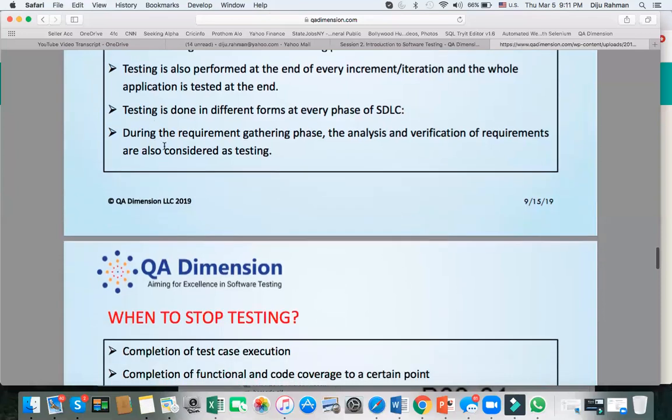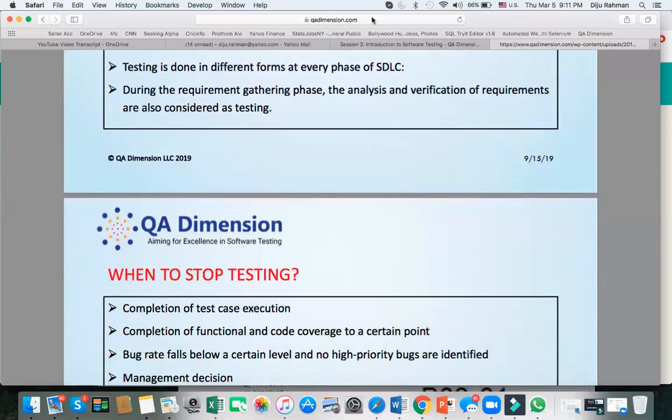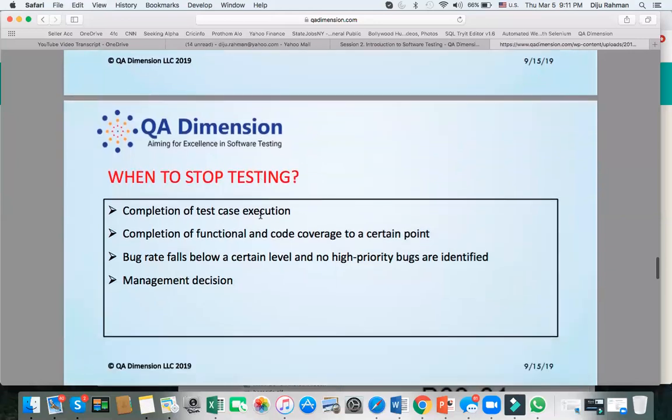Okay. So the next topic is when to stop testing, right? The very general answer is whenever testing is complete, that's when you stop your testing. That's the short answer. When it is finished, we stop. But in QA terms, there are some additional things that you also have to consider.